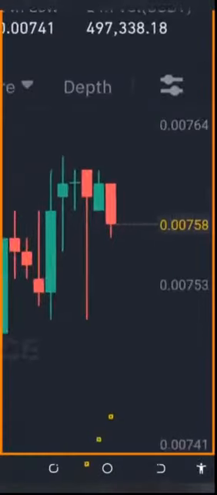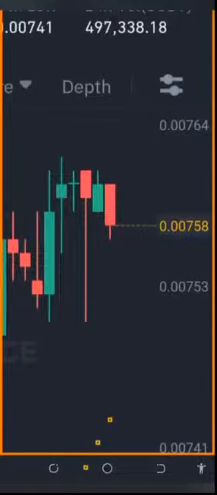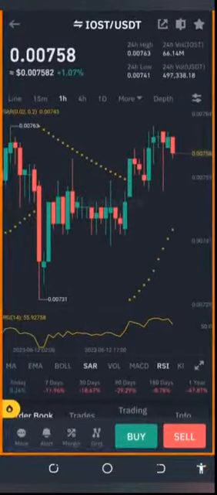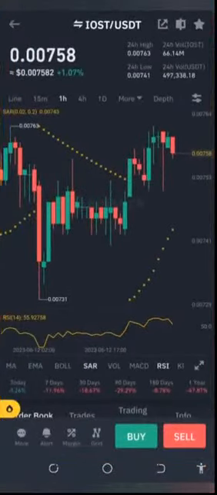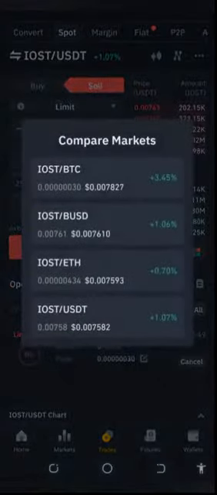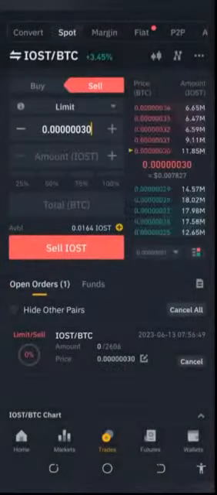Can you see this? It's currently a red candle, but look at the parabolic SAR. The parabolic SAR is heading upwards. So there's a tendency that this can push up. So I'm going to keep my eyes on this. The other thing I'm still going to keep my eye on, of course, is IOST BTC, because I don't have a choice really at this point.